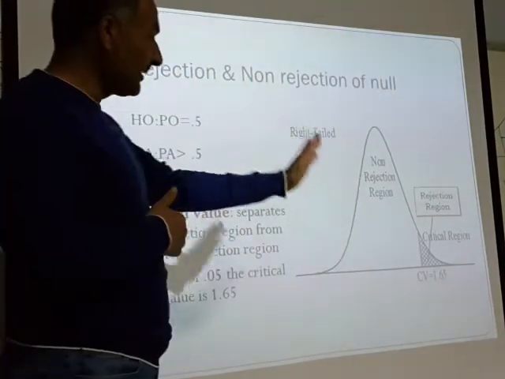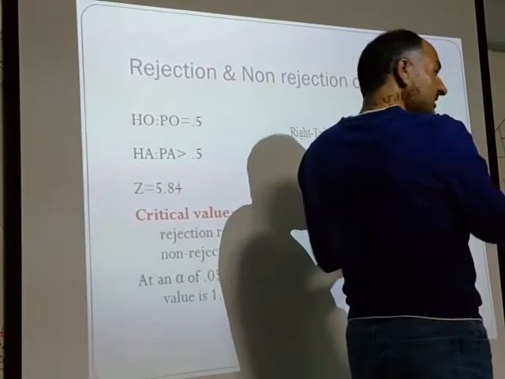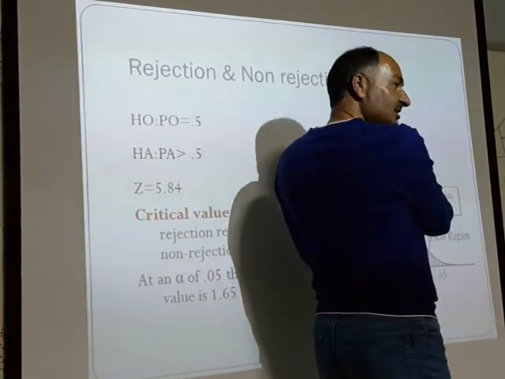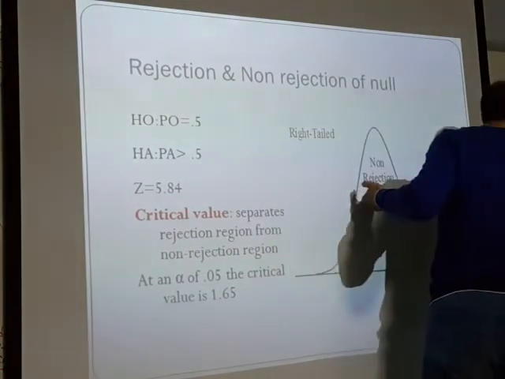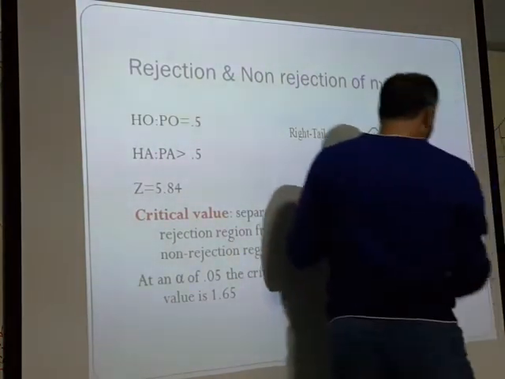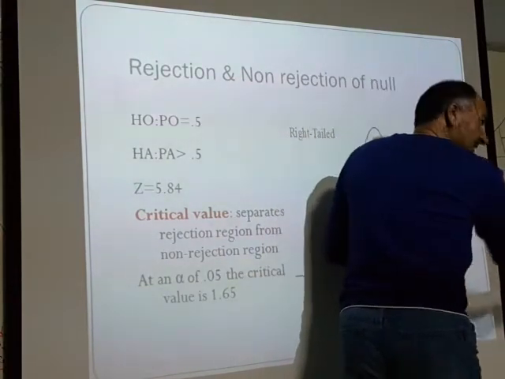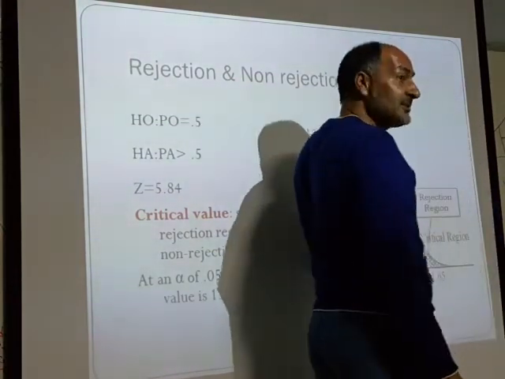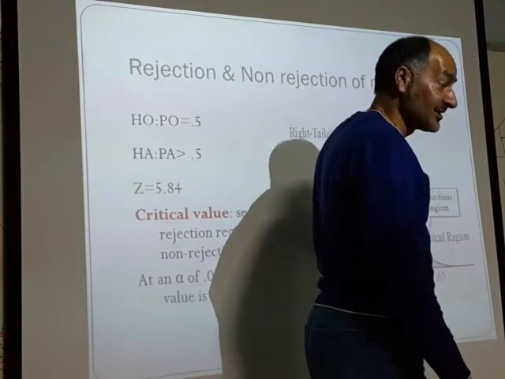Then it separated my normal distribution into two regions, rejection and non-rejection. This is called the non-rejection region, the non-significant, chance region. This is called the rejection region, significant, non-chance. That means these results are not usual, they are unusual results.